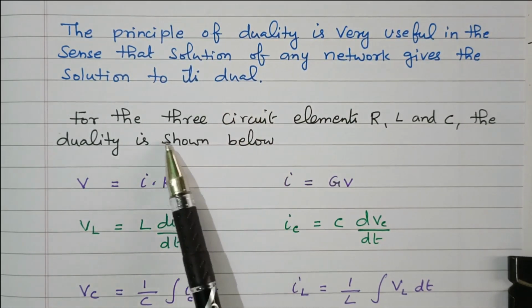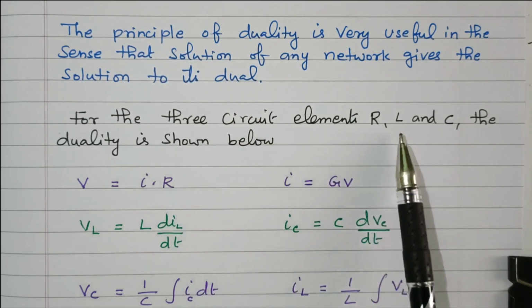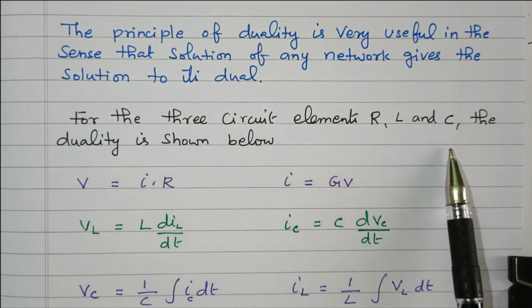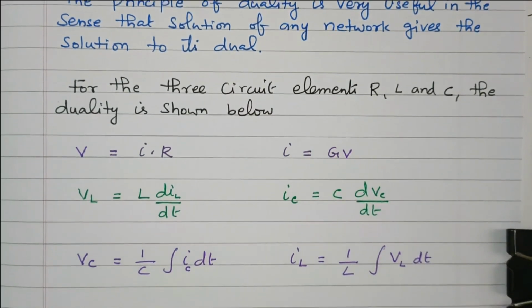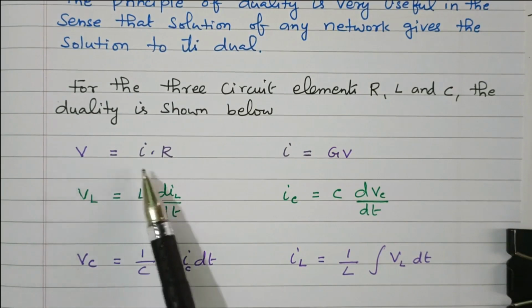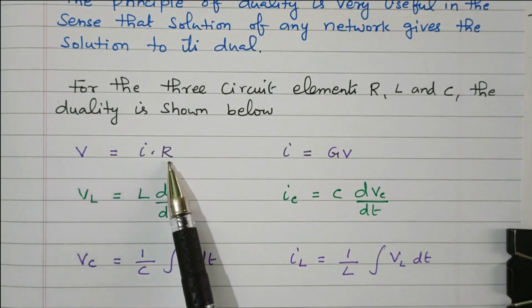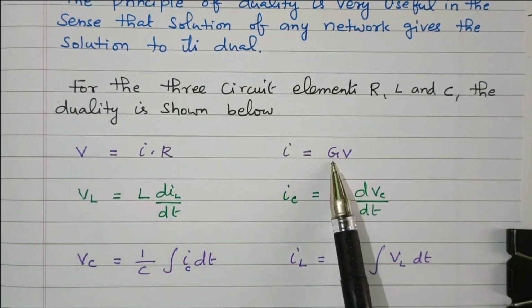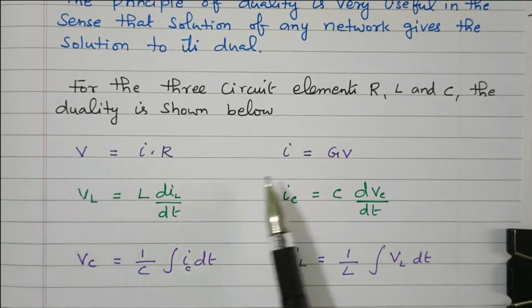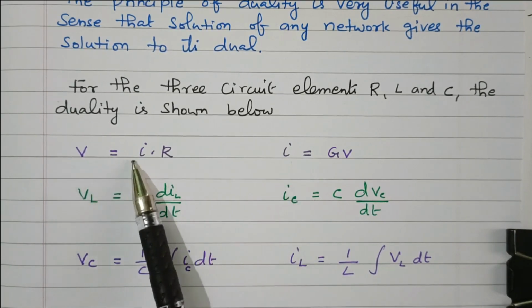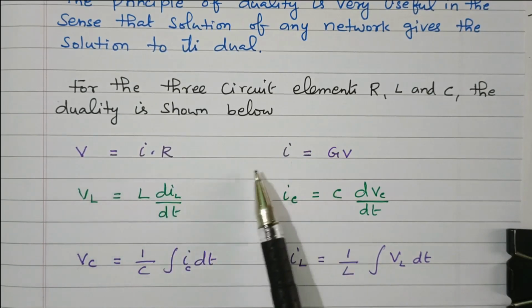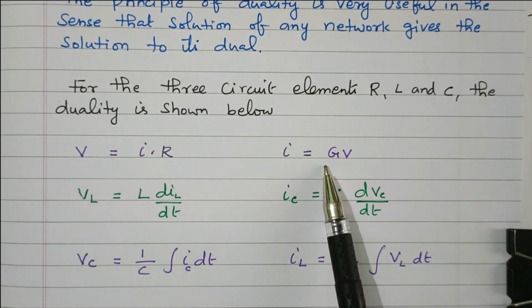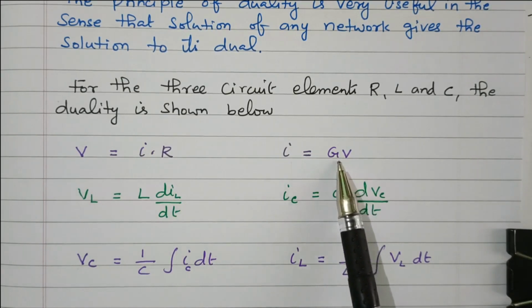So for these three circuit elements R, L and C, resistor, inductor and capacitor, the duality is shown below, right? For V equal to I into R, the voltage across the resistor is the normal Ohm's law, V equal to I into R. The same thing can be written as I equal to G into V, right? G is nothing but conductance. Here resistance, here conductance. Here we are calculating the voltage, here we are calculating the current. So V equal to IR, very basic formula, Ohm's law. Here I equal to V by R normally, but 1 by R is the conductance. So G into V.